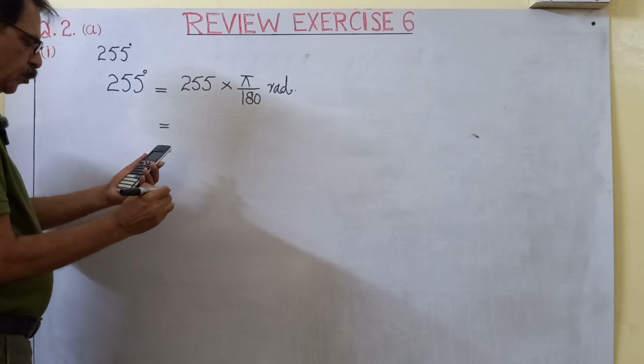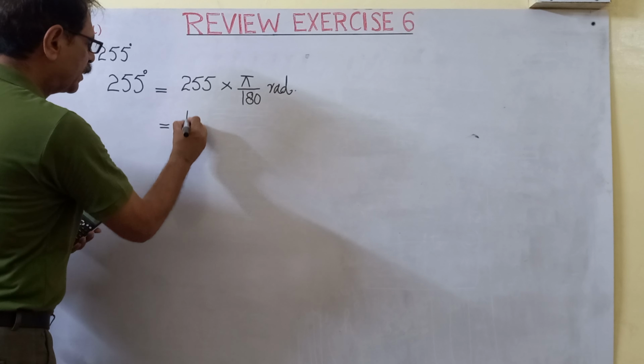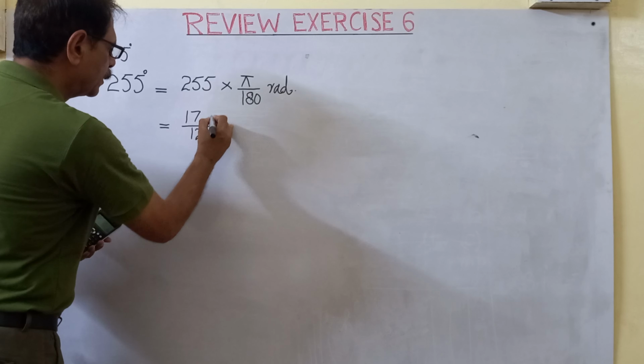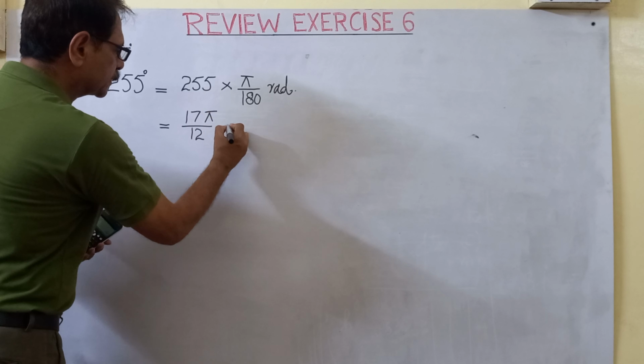This is further equal to 17 over 12 pi radians.